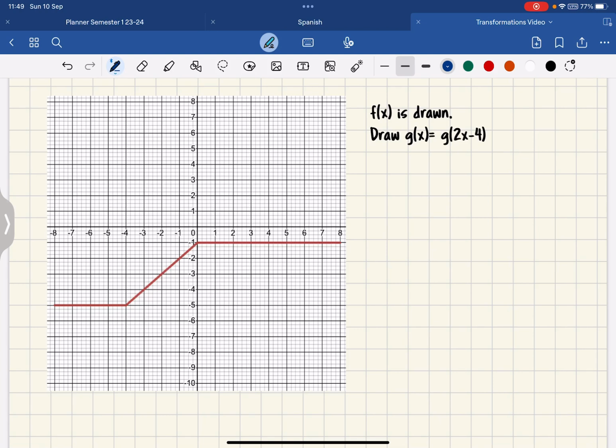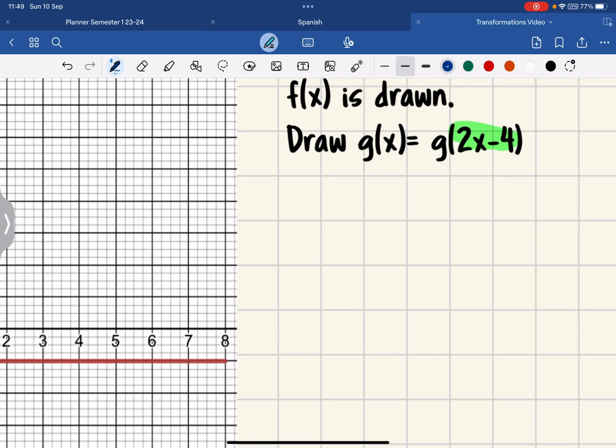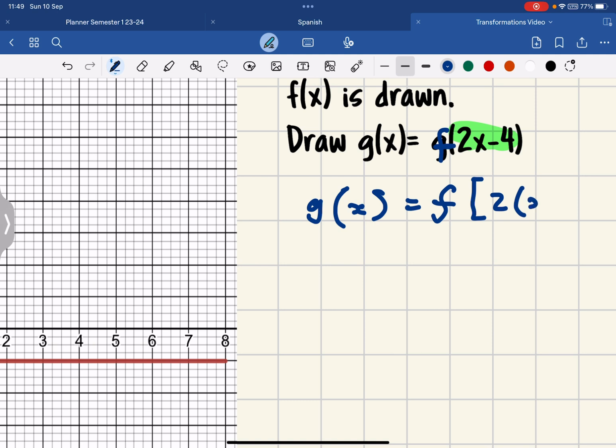So we've got another transformations video here, and we can see that both transformations are taking place inside my bracket. So the first thing I'm going to do, before I even think about what sort of transformation this is doing, is factor out my bracket. So I'm going to make this f, and I'm going to make g(x) equal to f, and I'm going to just take that 2 outside, so it has to be 2x, and this has to be minus 2.